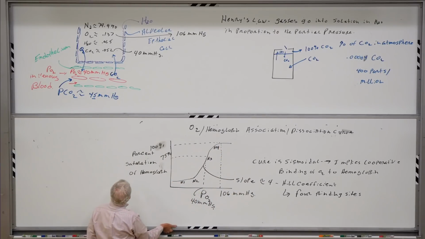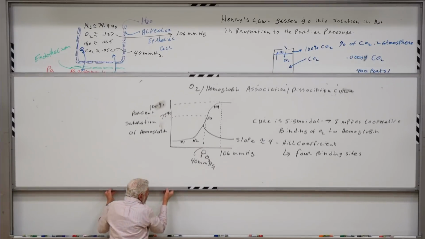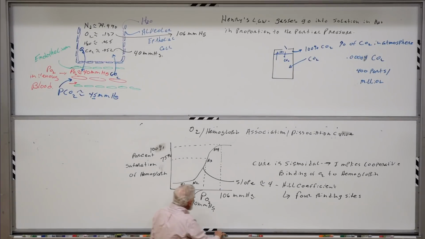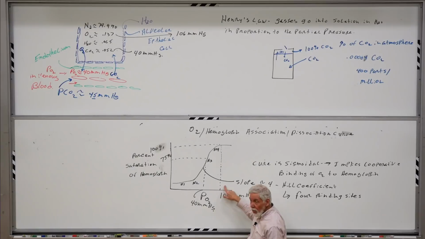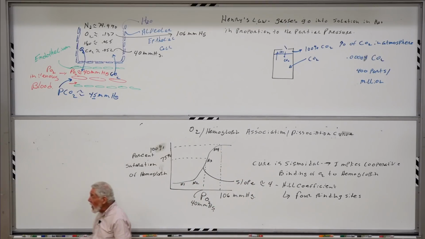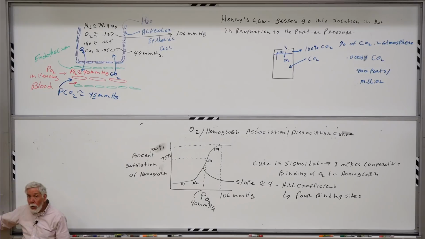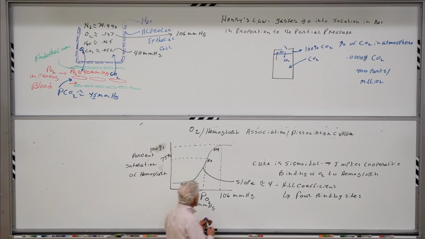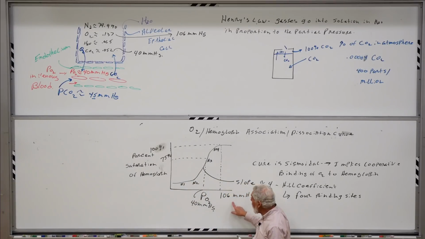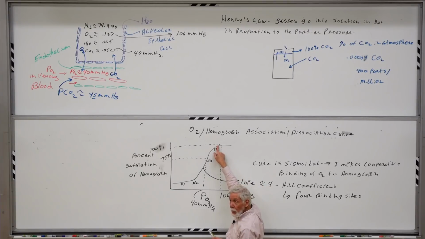The other point to make here is that under normal circumstances, when we're at 106 millimeters of mercury, we're pretty much 100% saturated. Even if you look at the numbers here at altitude of about 630 millimeters of mercury of total overall pressure, we're still running about 95, 97% saturated. It's not until we get up above about 10,000 feet that we start to fall down in this curve appreciably.